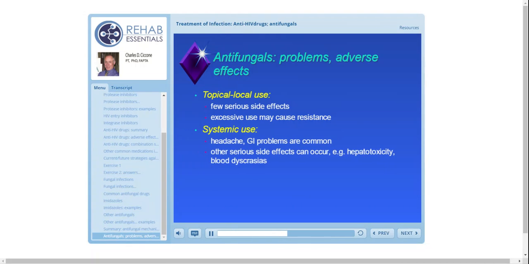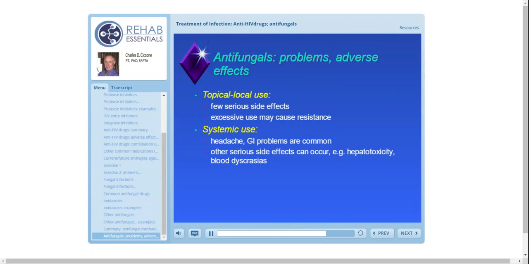When they are used systemically, there are much more serious problems. Headache and GI problems are common. Other really serious effects include hepatotoxicity on the liver and blood dyscrasias in terms of red and white blood cell formation, which can be very serious and even life-threatening. So once again, fungal infections are fairly easy to treat until they disseminate throughout the body. Then they're much more problematic, especially in the immunocompromised patient.